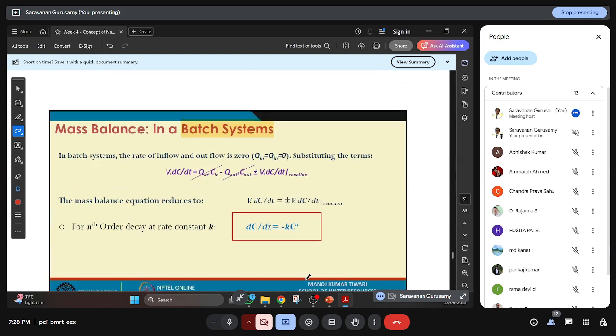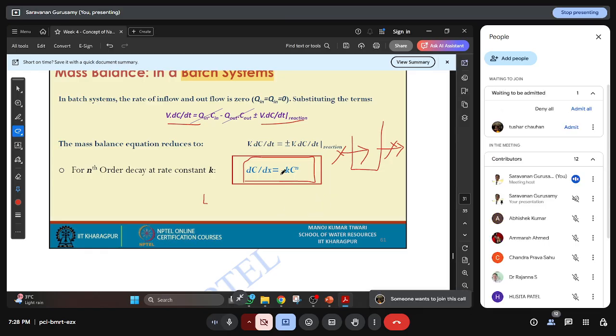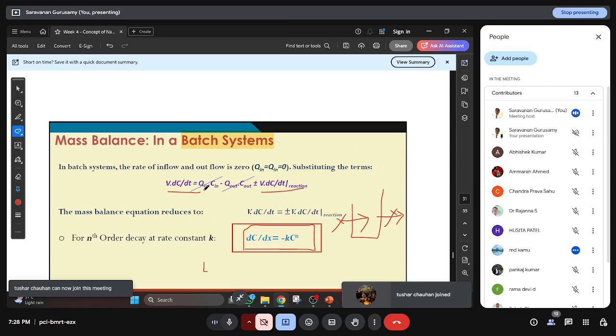If it is a batch reactor, what will happen? There is no inflow, there is no outflow. C in will become 0, C out will become 0. So this formula will come: dC by dt equals minus k C power n. That is what our Lt equals L naught into 1 minus e power minus kT formula. So please understand, batch reactor means in and out will be 0. Steady means left side will be 0. Conservative means reaction will be 0.